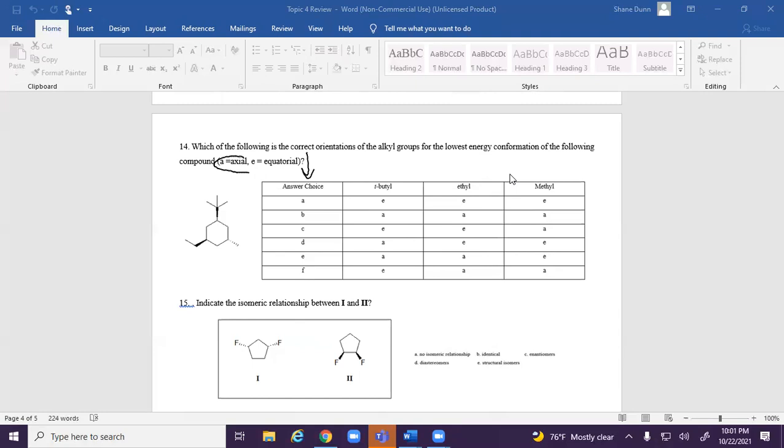If you're asking for these guys, you're asking for a chair, correct? Jocelyn? If you're asking for axial equatorial, you're asking for a chair diagram. That's the only time we use those words, for chair diagrams, right? So do you want to draw a chair diagram? Then draw one, because I don't like drawing them. I'll show you an easier way of doing it.